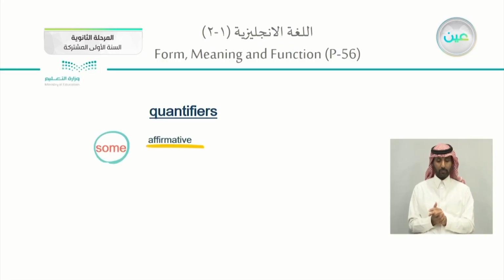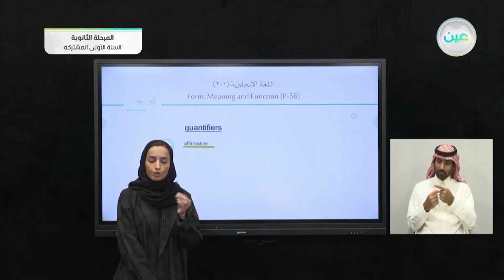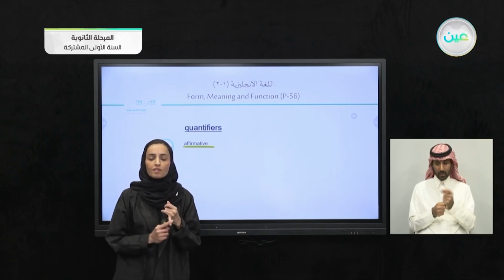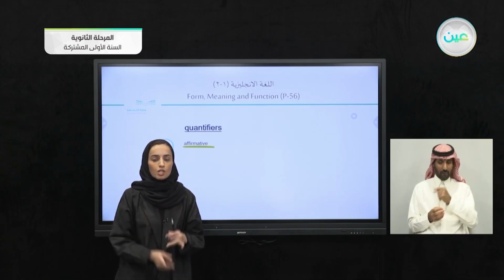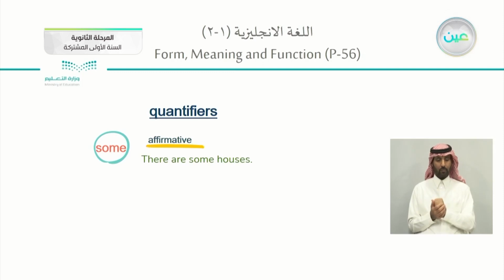So the quantifier some can be used with affirmative sentences. What is an affirmative sentence? It is a sentence that consists of a subject, verb, and object. It is not negative, and it is not a question. So I can say, there are some houses. I can use it with the count noun in the plural form, and it is an affirmative sentence.